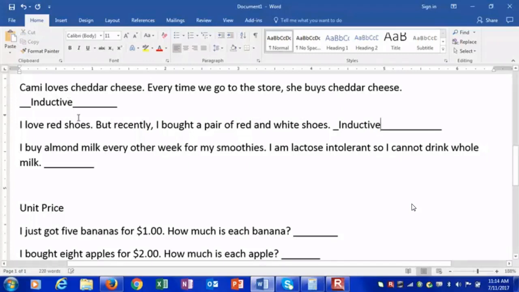I buy almond milk almost every other week for my smoothies. I am lactose intolerant, so I cannot drink whole milk. Inductive or deductive? Take a moment to think about that. I buy almond milk every other week. This establishes a pattern because I happen to love almond milk.